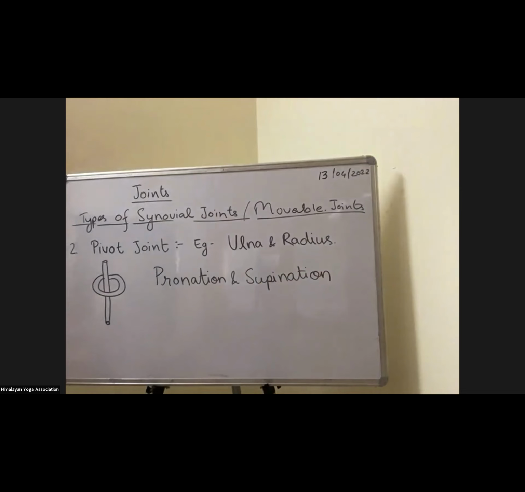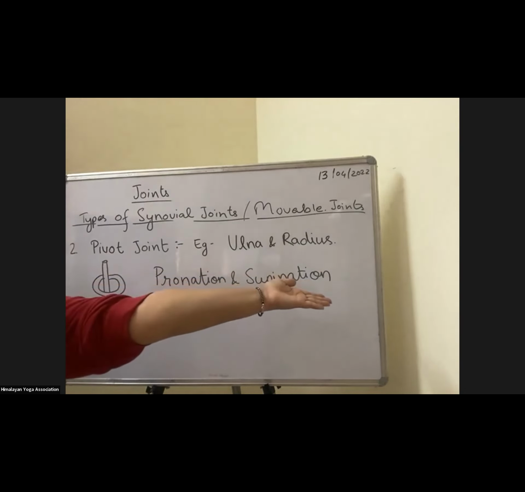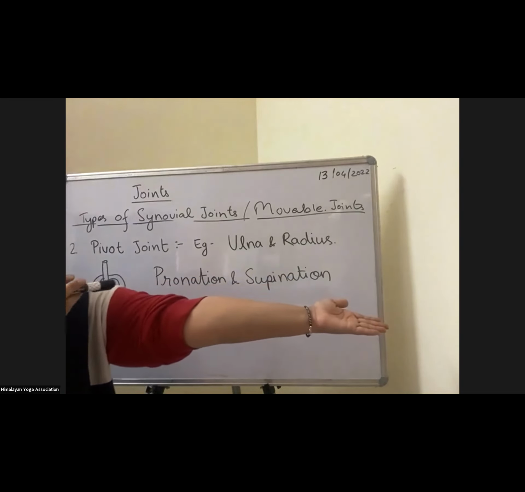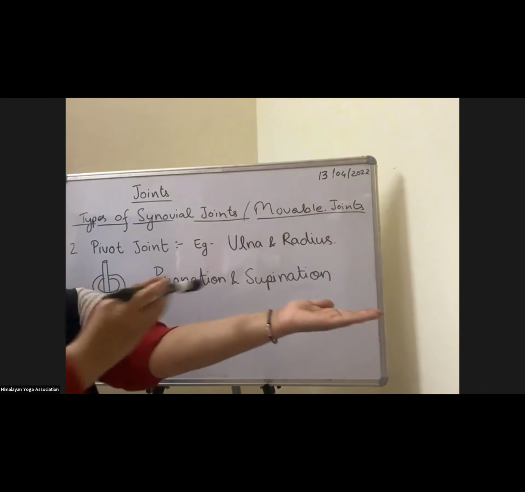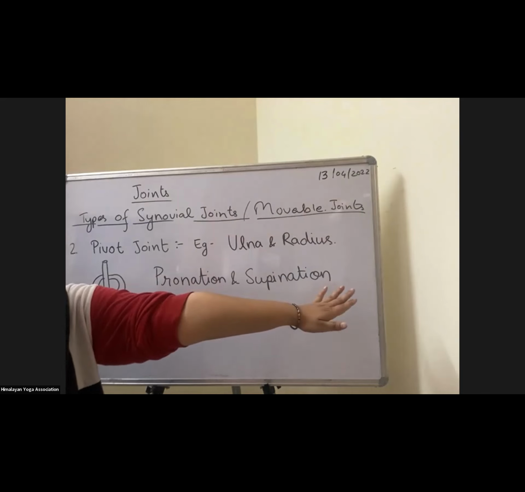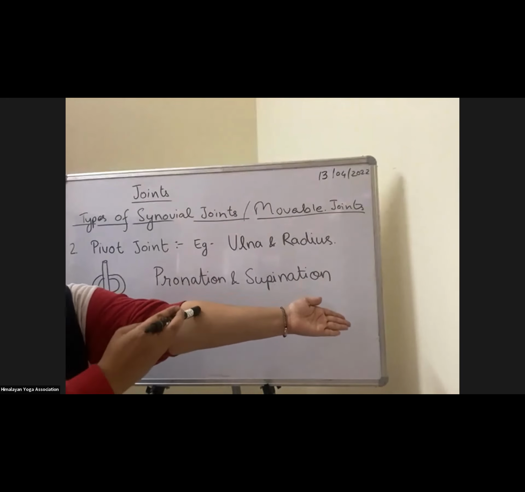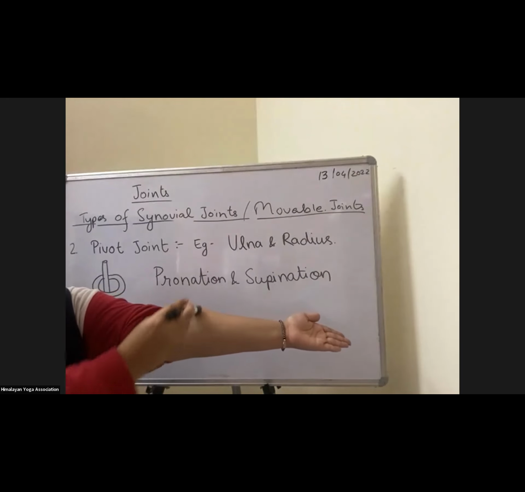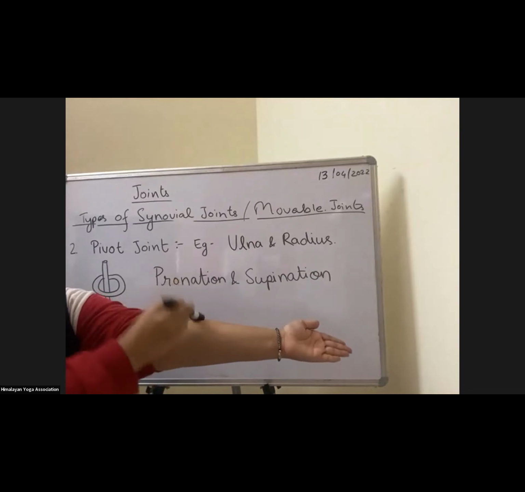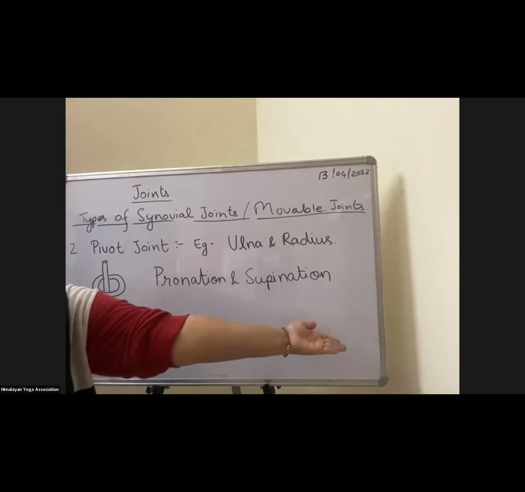We studied this yesterday. So what is happening? This is straight. You see, I'm not moving from here. I'm not moving this. What I'm doing is a kind of rotation. It is because of these two bones, ulna and radius.